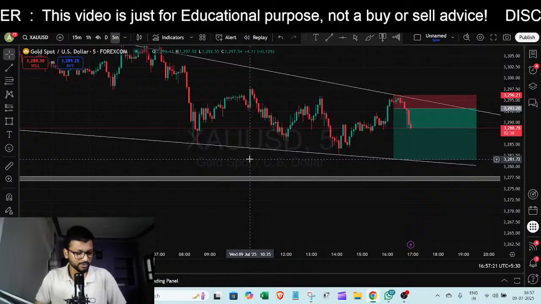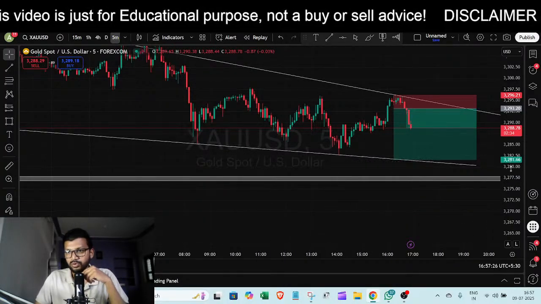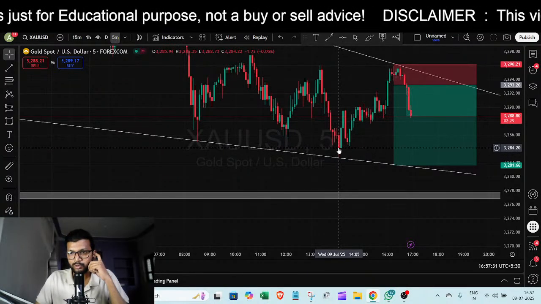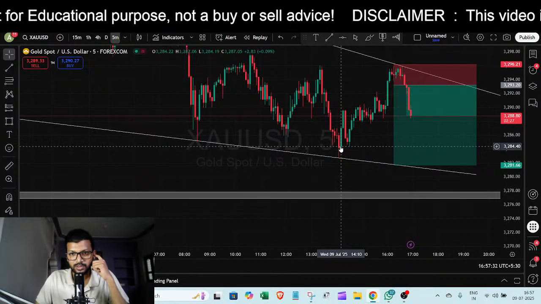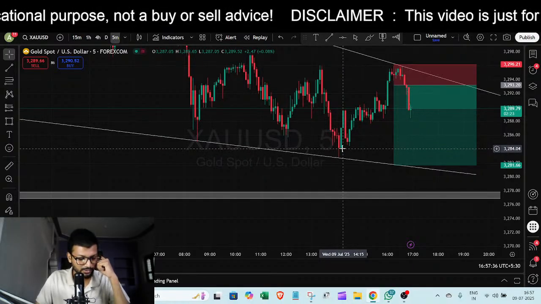I have taken a buy from 3284. Shall I close or hold 3284? Which means you have made your position somewhere here, right? Am I right? I think you have made a position at this level.